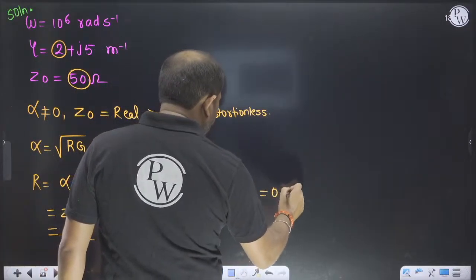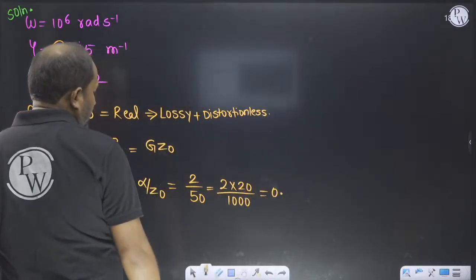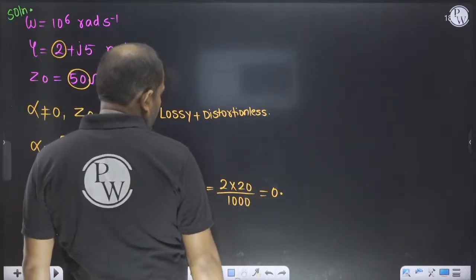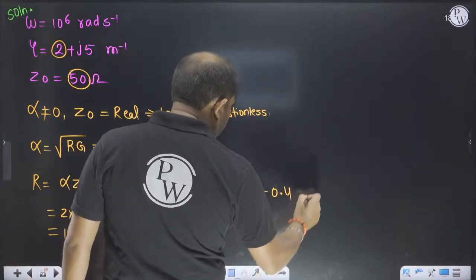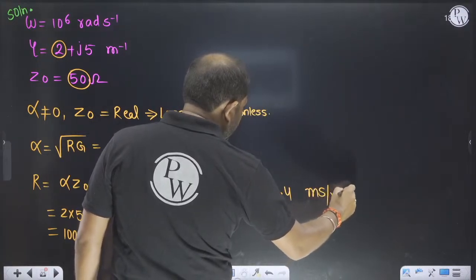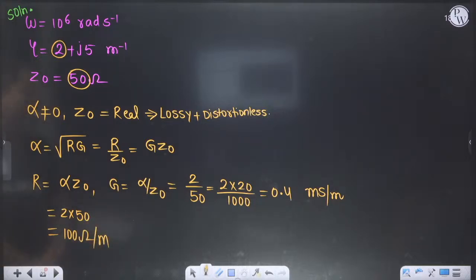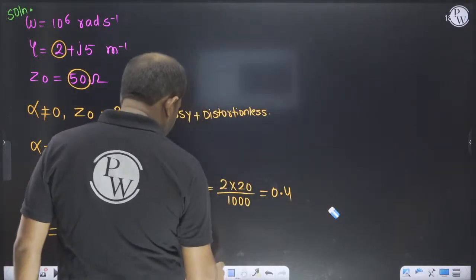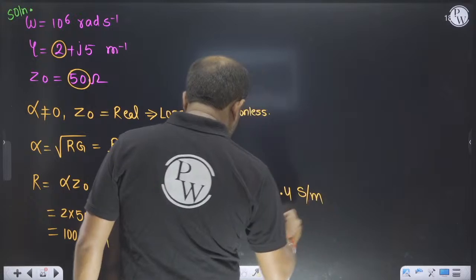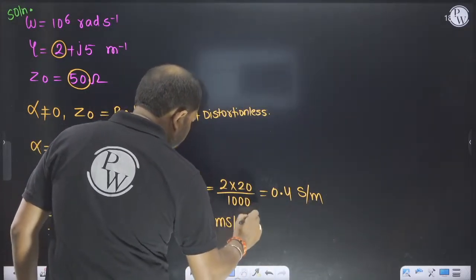So it will be 0.400 divided by 1000. 400 divided by 1000, so it will be 0.4 milli-Siemens per meter. This is 100 ohm per meter. So 0.4 milli-Siemens per meter. So this is 0.4 Siemens per meter, that means 400 milli-Siemens per meter. Yes sir.